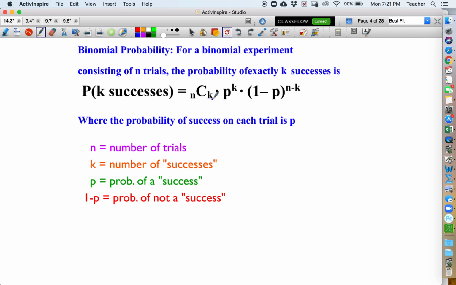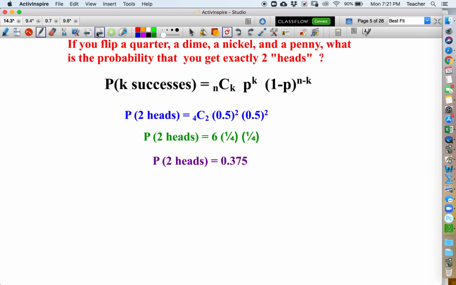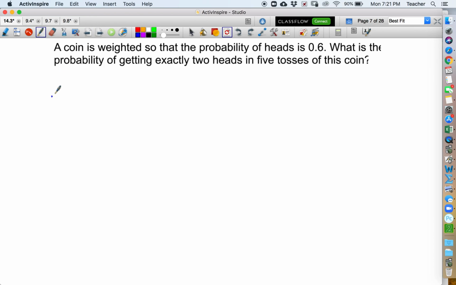So NCR, P to the K, 1 minus P to the N minus K. That's the formula. And so we did that already. And let's look at this. A coin is weighted, so the probability of H now is 0.6. What is the probability of getting exactly 2 out of 5 tosses?